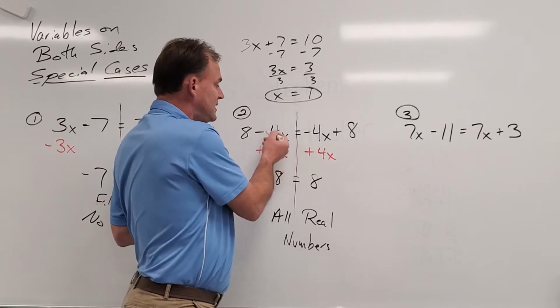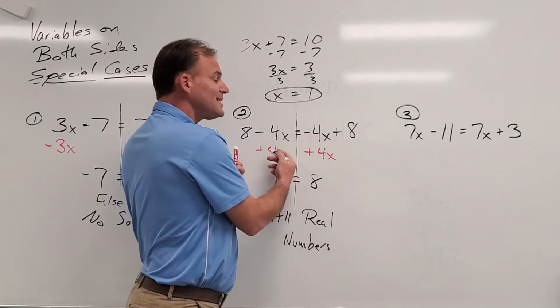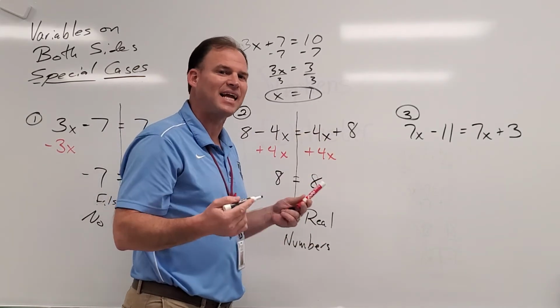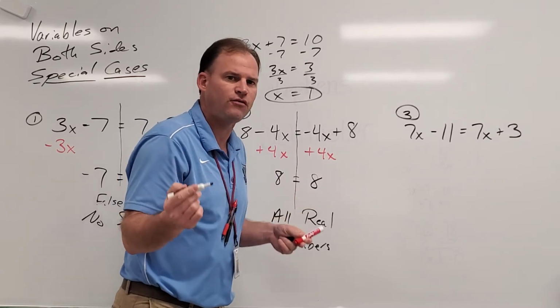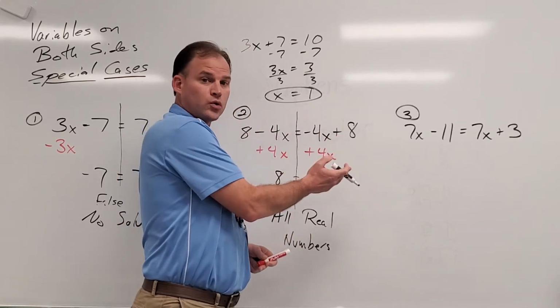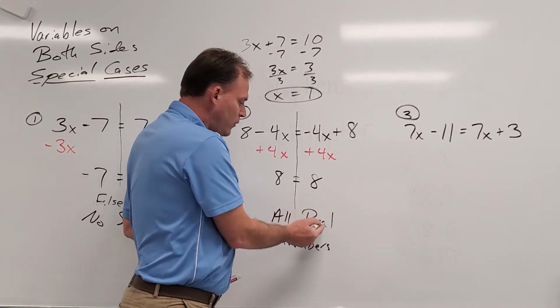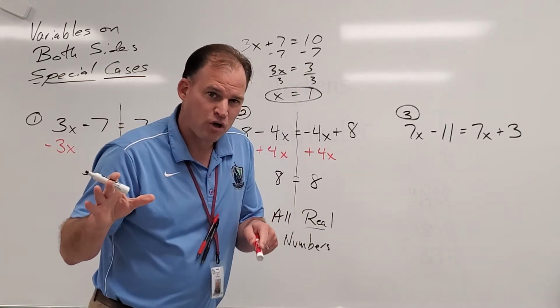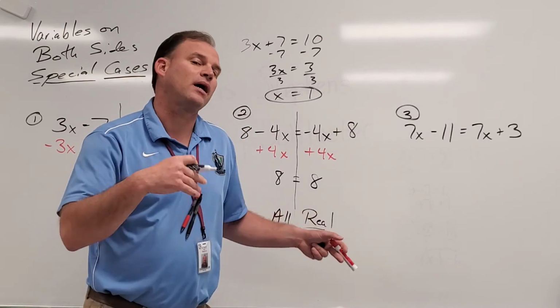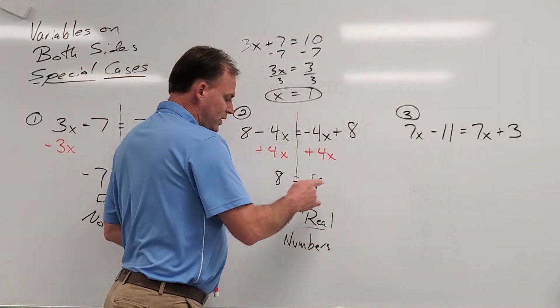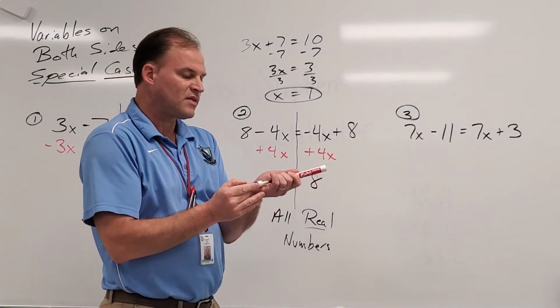If I plug in 0, it comes out true. If I plug in 10, it comes out true. If I plug in negative 35,654, it's going to come out to be true. All real numbers work. Why do we say real numbers? There's a type of number called an imaginary number. Okay, it may not work. We're not going to get into those. All real numbers are true. So that's what you need to know here.